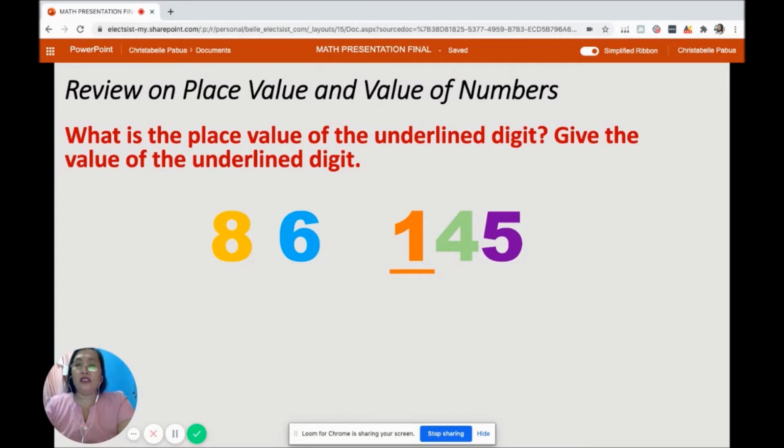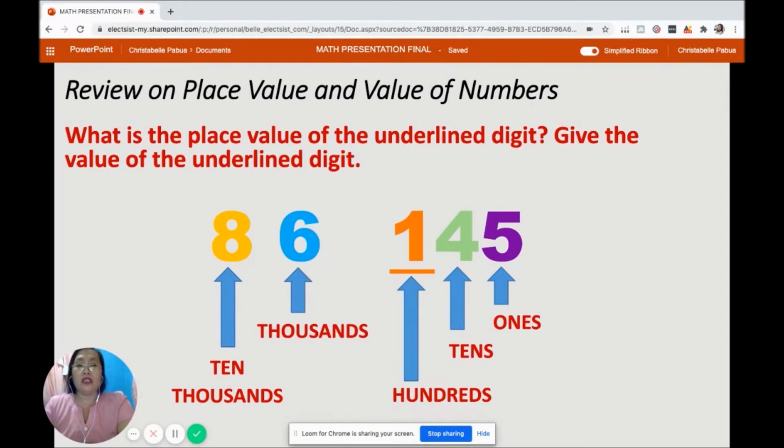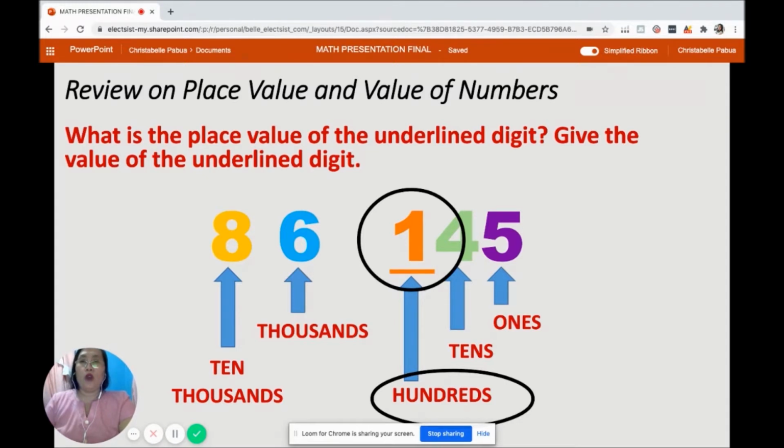86,145. The underlined digit is 1. 5 is in the ones place value. 4 is in the tens place value. 1 is in the hundreds place value. 6 is in the thousands place value. 8 is in the 10,000s place value. The underlined digit is 1, and it is in the hundreds place value.